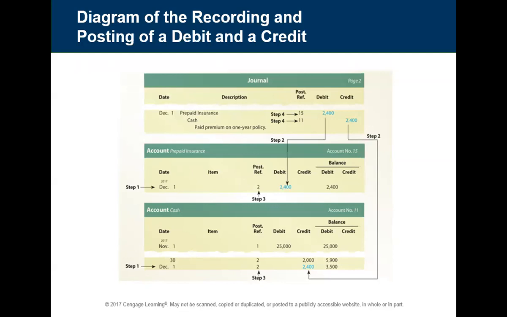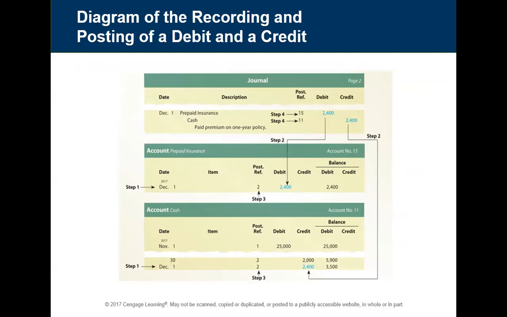So we always start with the date, December 1st. We're going to leave this item field blank in this chapter, so we don't put anything in the item field. We'll talk about this post reference in just a second. But we increased or debited prepaid insurance with this journal entry, so I'm going to put my debit here, and then there's a balance column. Well, it only has that one entry, so the balance right now is just a $2,400 debit.